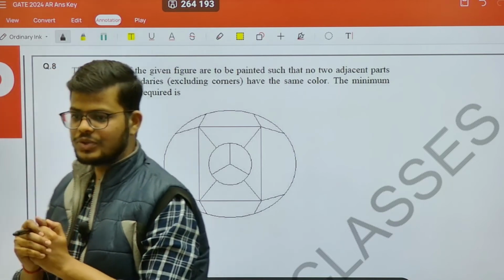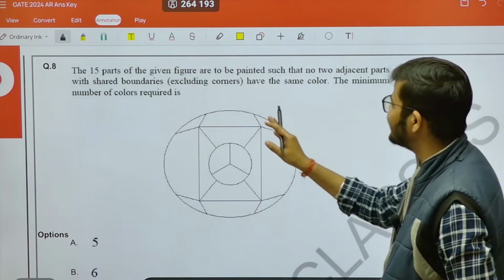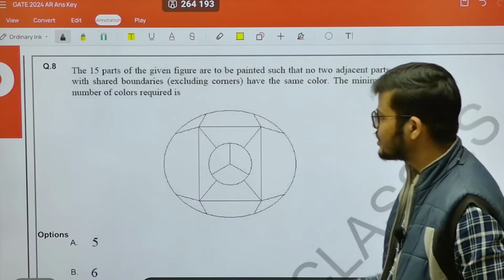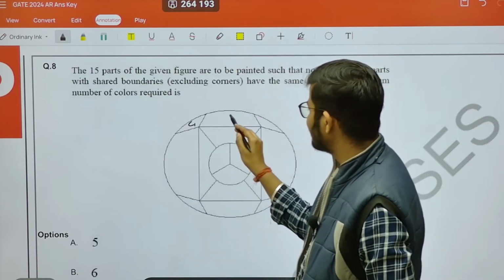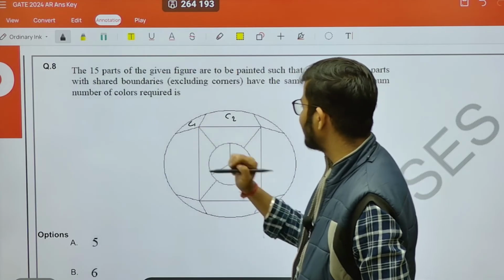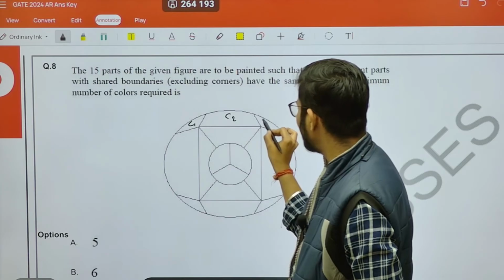Okay, so now we are going to solve it. It asks how many color combinations are possible such that no two adjacent parts share a boundary with the same color. Suppose if you fill it like this, this is going to be C1 and this is going to be C2. This would not be the same, right? These boundaries are shared. Now if this is C2, this we can keep C3, or we can keep it C1.